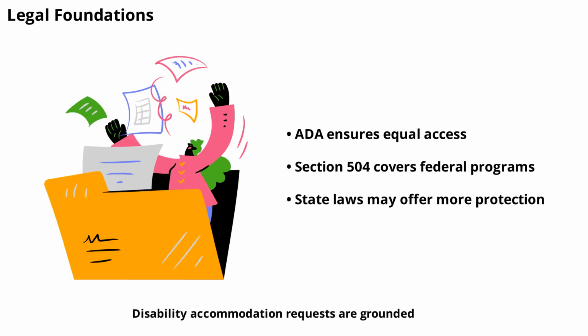Disability accommodation requests are grounded in federal and state laws. The Americans with Disabilities Act, ADA, is the primary law that mandates equal access and prohibits discrimination based on disability. Section 504 of the Rehabilitation Act also plays a key role, especially for programs receiving federal funding. Many states have their own additional laws that reinforce or expand these protections. Understanding the legal framework helps you know your rights and the obligations of state offices.